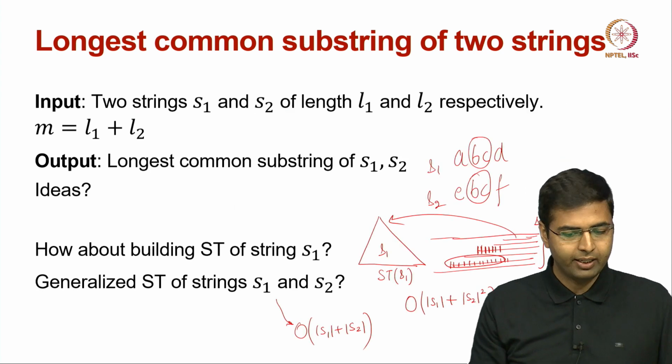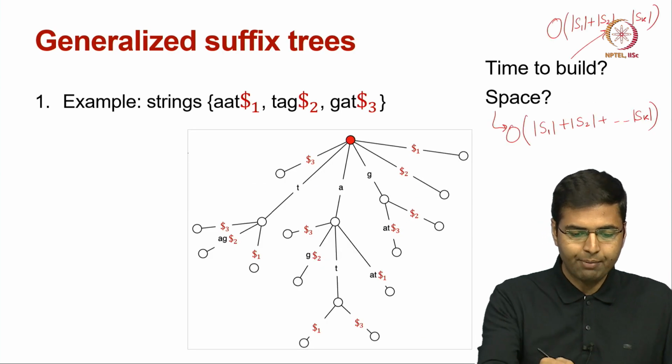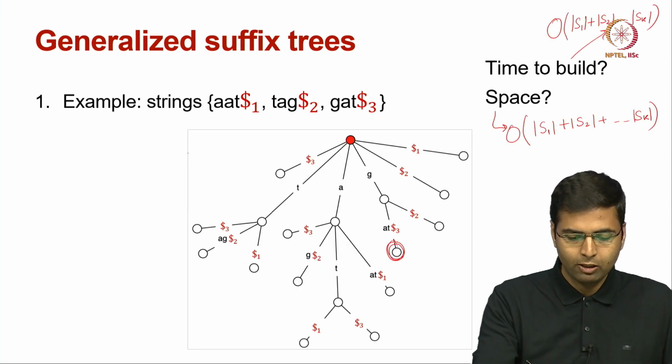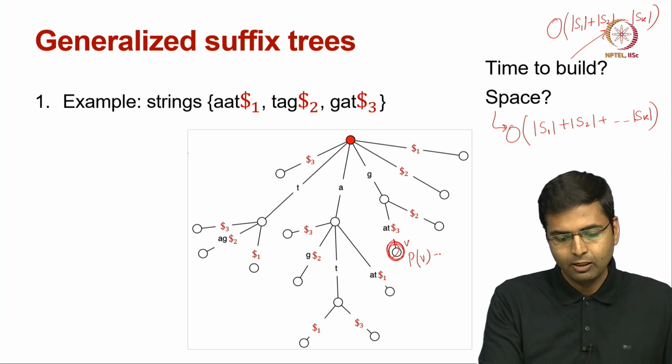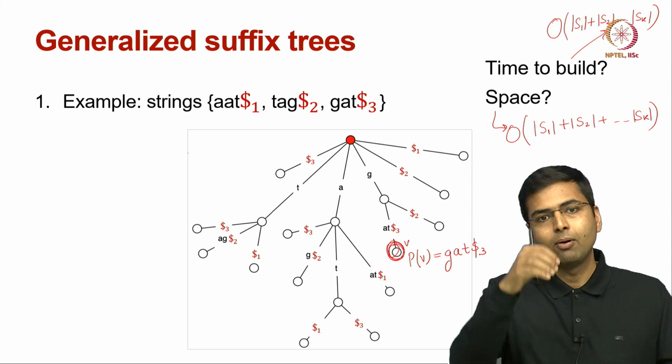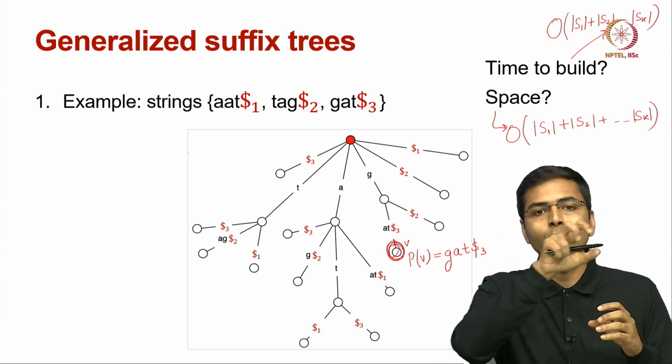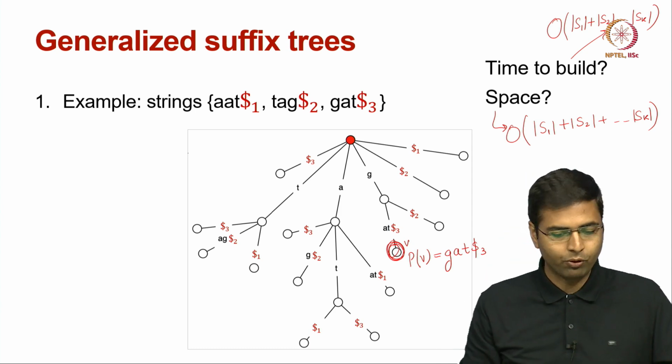Again, in the examples here, if I look at this node, then the path label of this node is GAT$3, that is the path spelled from the root node to that leaf node.